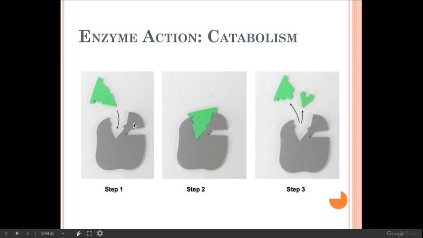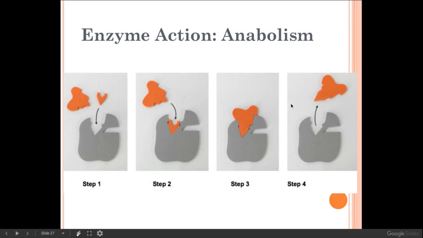Another example of enzyme action is specifically talking about catabolism. So here's an enzyme, here is the substrate, here's the active site, here is the enzyme-substrate complex together, and here is the enzyme plus product. And we can see that this was a catabolic process because the substrate, one thing, was broken down into two things. So that would be catabolism, and energy was released.